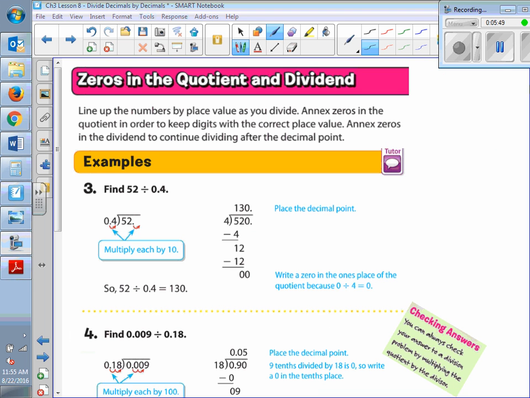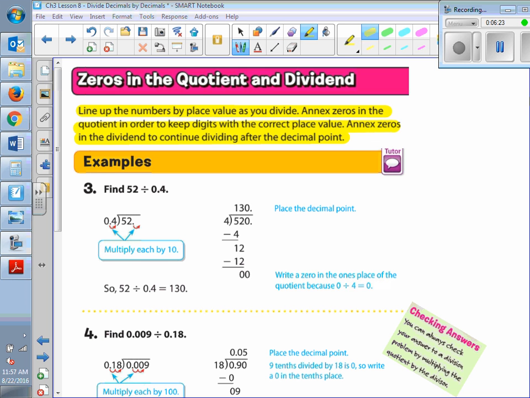Here we have zeros in the quotient and dividend. So we want to line up the numbers by place value as you divide. You will annex the zeros in the quotient in order to keep the digits with the correct place value. So if you say that you have to move the decimal 3 times but you don't have enough in the dividend, then you have to add some zeros. That's what that means. Is everybody clear? So make sure you write that down.